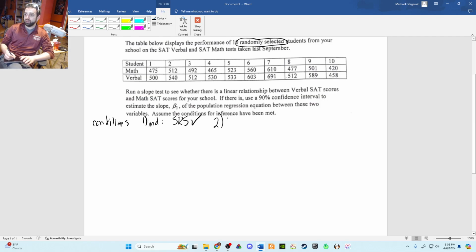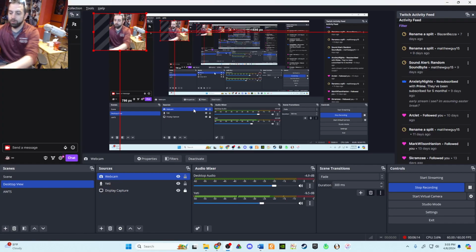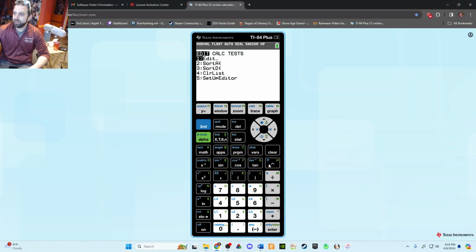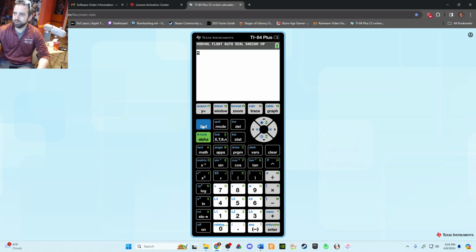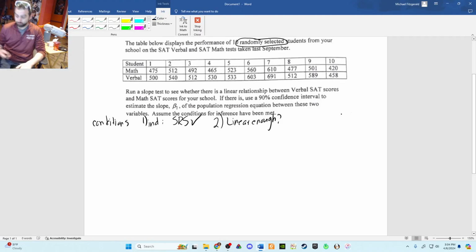The second condition is linear enough. For that, we're going to need to make a scatter plot. Since I have my data in L1 and L2, we make a scatter plot by going to second stat plot. Turn your plot on. Make sure you have scatter plot highlighted, and your L1 and L2 as your X and Y. Then you do zoom 9 to get there. And that looks pretty darn linear to me. You're going to have to say that the scatter plot appears quite linear.